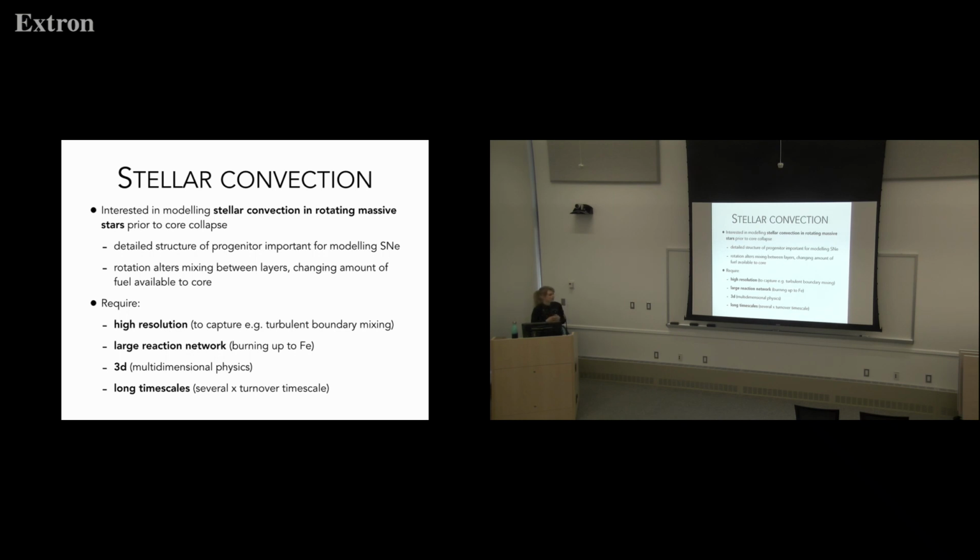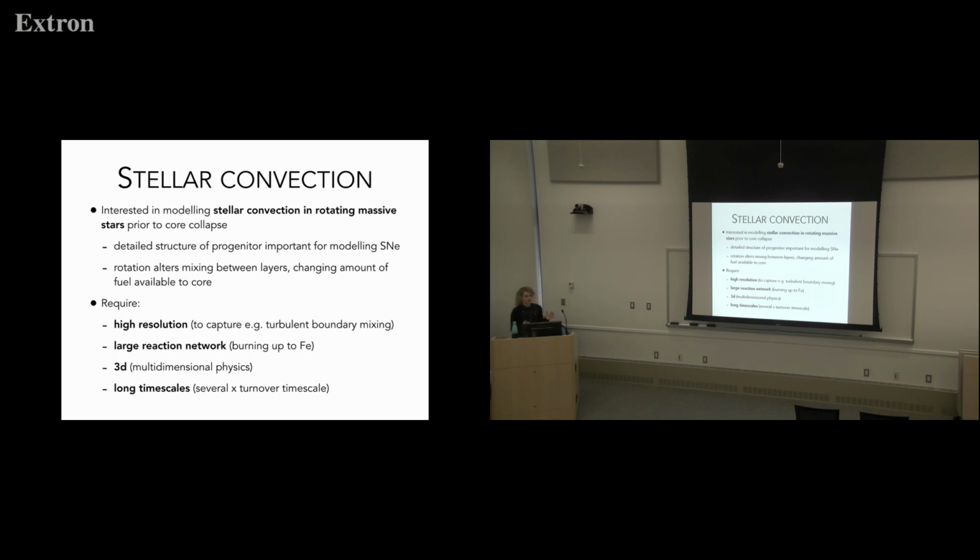So in order to really get an accurate simulation of this, you need several things, which I think I've mentioned before. We need high resolution, because we really want to be able to capture the turbulent mixing at these shell boundaries accurately. We need quite a large reaction network. As I showed on the previous slide, we have all these different shells with different nuclei burning. So we need a reaction network that doesn't just include a couple of species, it has to have multiple species all the way up to iron.